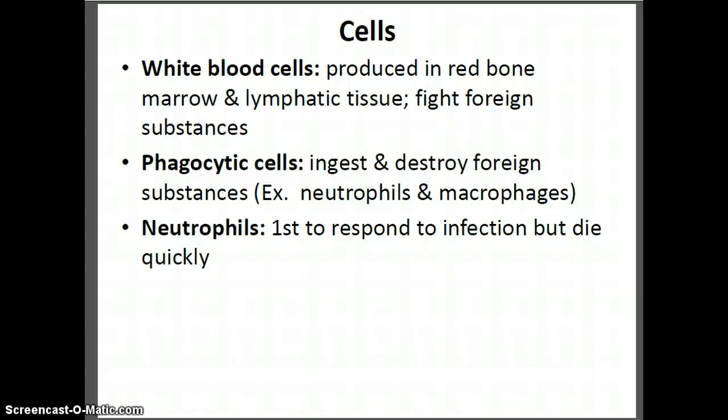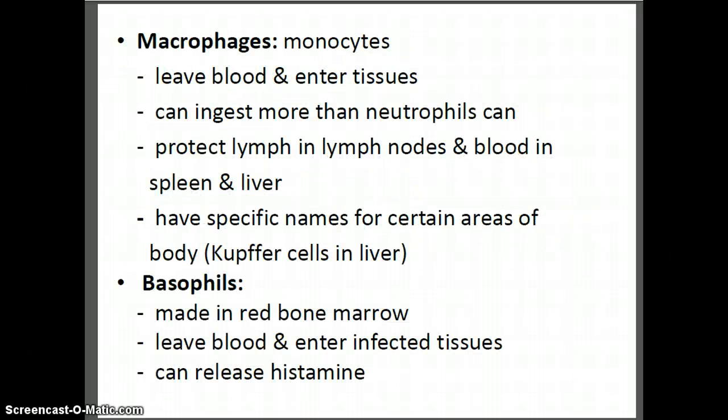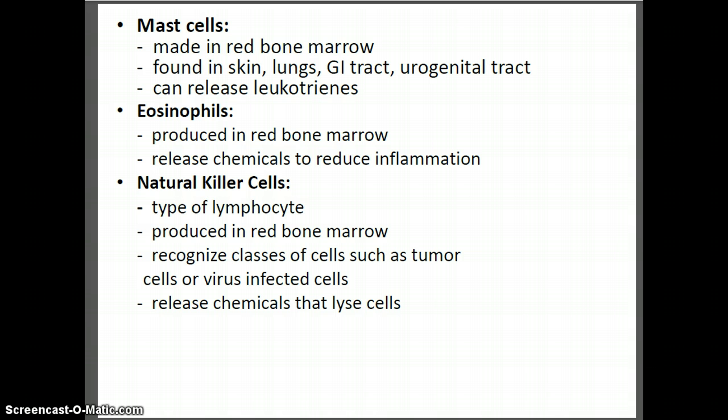Cells involved include white blood cells, which are produced in the red bone marrow and lymphatic tissue. They fight foreign substances generally by phagocytosis. Neutrophils are phagocytic. They are the first to respond but die quickly. Macrophages are monocytes that can migrate and enter tissues, and they can ingest more than neutrophils. They are much larger. They protect lymph in the lymph nodes and blood in the spleen and the liver. They do have specific names, although I'm not going to ask you to learn those. Basophils are made in red bone marrow, and they can also leave blood and migrate into infected tissue and release histamine. Mast cells are also involved, as well as eosinophils and natural killer cells, which are a type of lymphocyte. All of these are cells involved in innate immunity, and we'll see them later on as well.